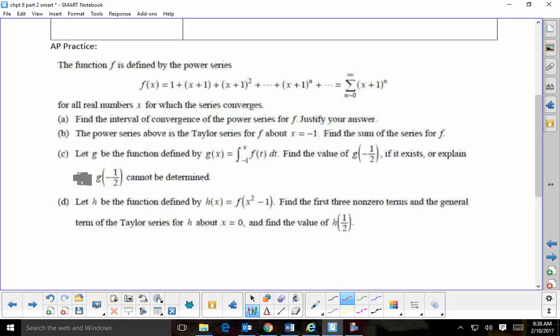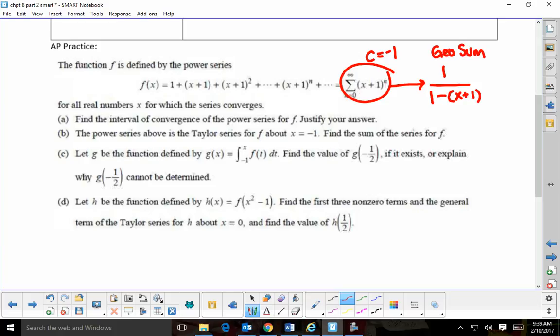And let's look at this. Where are we centered? Let's just see what we know about this, just looking at f of x. Centered at -1, so it's x minus c. Okay, so we're centered at -1. Is this a geometric? Right here, is this a geometric? So we said we're centered at -1, and I could rewrite that as what? Okay, so we see that it's a geometric, so we could see that kind of going on.